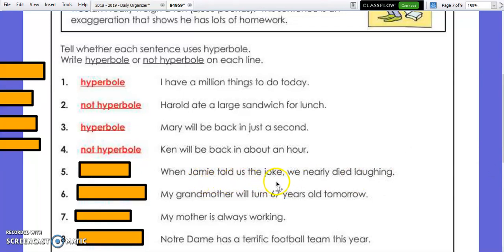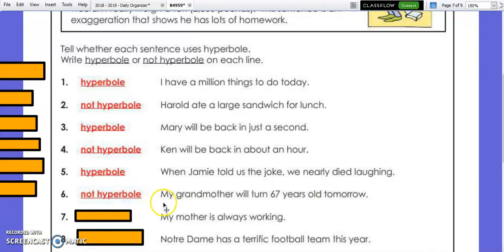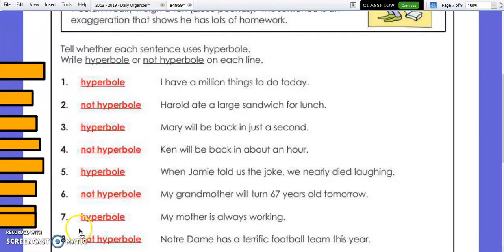Number 5. When Jamie told us a joke, we nearly died laughing. Hyperbole. My grandmother will turn 67 years old tomorrow. Not hyperbole. This is a factual statement. My mother is always working. Hyperbole. She's not always working. If she was always working, you would never see her. Number 8. Notre Dame has a terrific football team this year. This is not hyperbole. It's an opinion statement that can be backed up with facts.